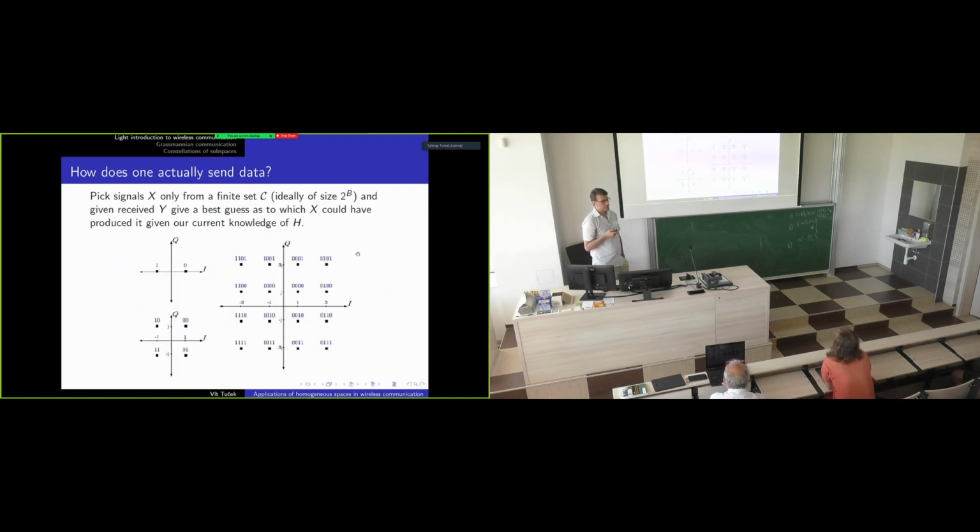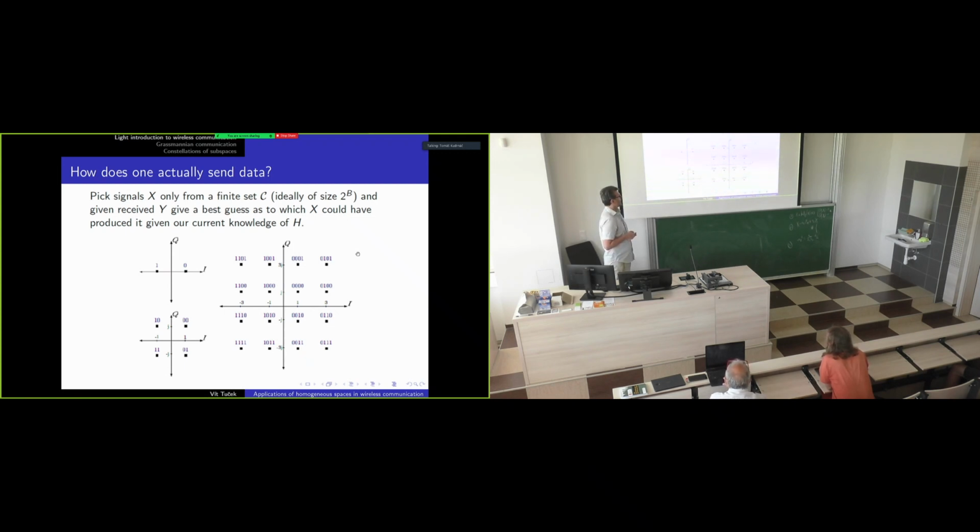How do we actually transmit data? The basic idea is very simple. You just take a finite set. We call it constellation or codebook, and you consider the signals only from this finite set. So here you have examples of 3 different finite sets which are used in practice, and these sets are squares, and you just label the set with binary strings. So ideally you would like to have the set of size 2 to some power, and you can also notice that, for example, the neighboring signals have very close binary labeling. Right? They usually differ just by 1 bit.